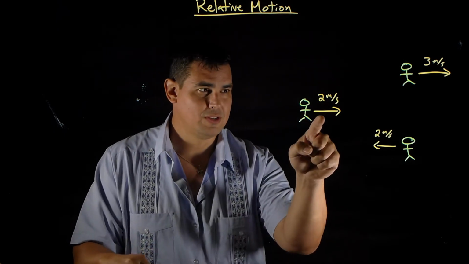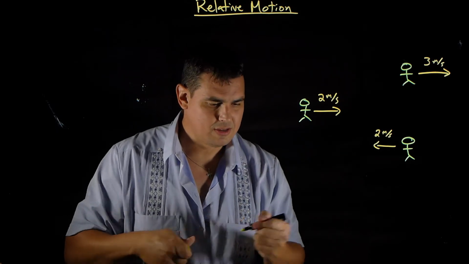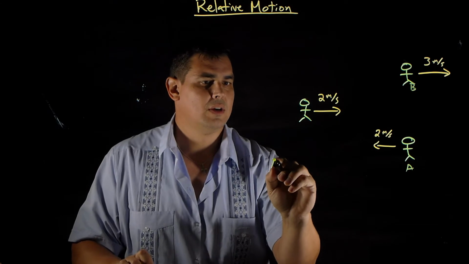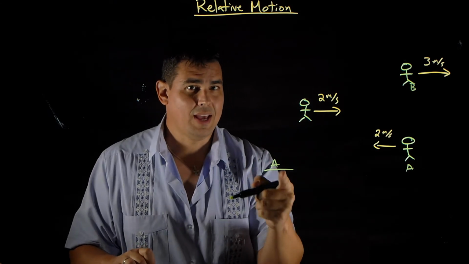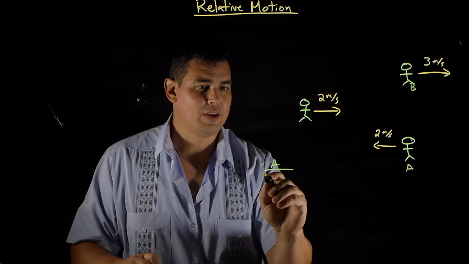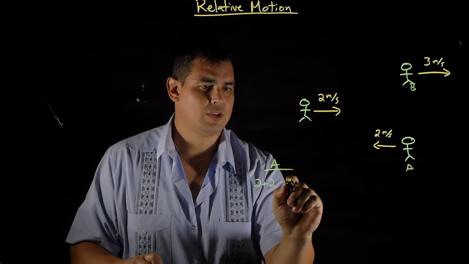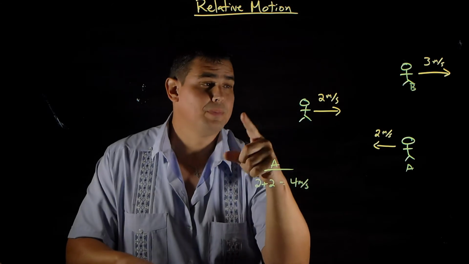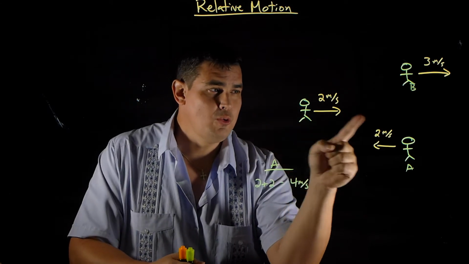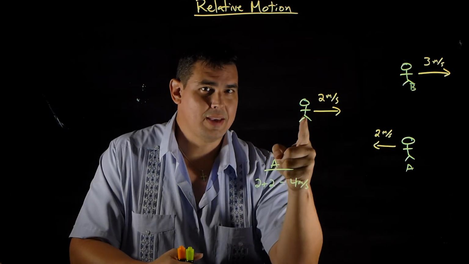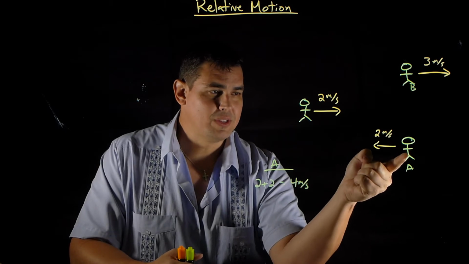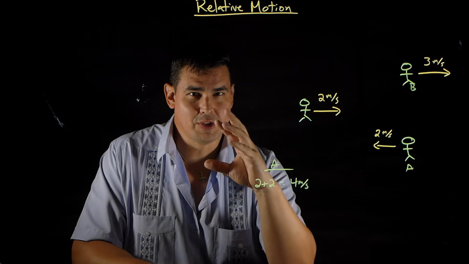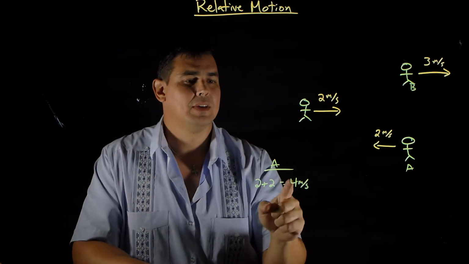So if this is you, let's say this is, I'm going to call this person A and this person B. So relative to person A, you look like you're going faster. So you look like you're going 4 meters per second. So this would be the same. You would see each other the exact same as if this person was going 0 meters per second and you were going 4 meters per second, right? Because all speeds are relative. Everything has to match up.